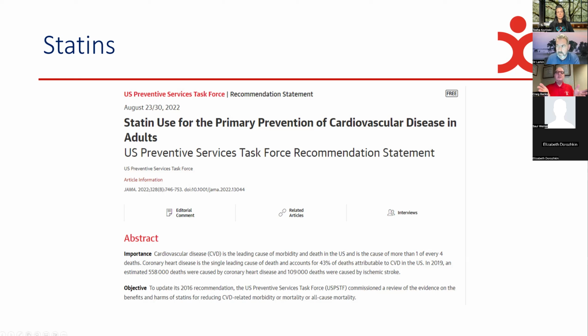And then the title of this paper really brings up a big issue, and that is the definition of primary prevention. This paper defines primary prevention as you haven't had a heart attack or a stroke, but you could have arterial disease or you could have pristine arteries.